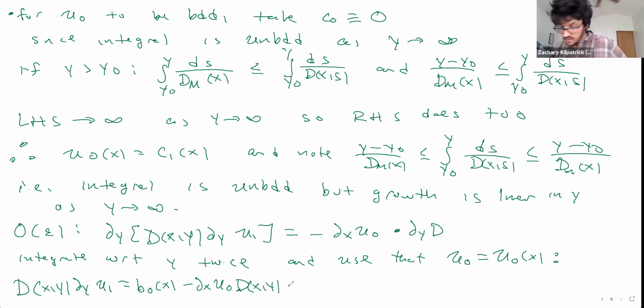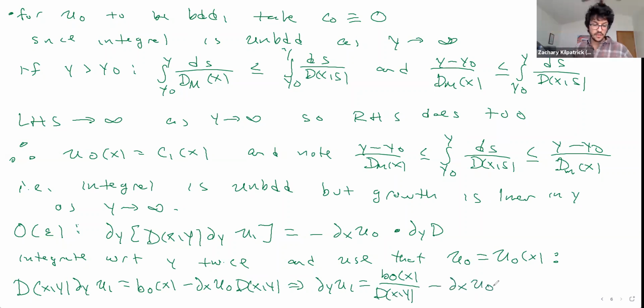And this implies that dy u1 is equal to b0 of x over dxy minus dx u0. Okay. And I can integrate this and I'll get some expression for u1, which I'll write on the next page.